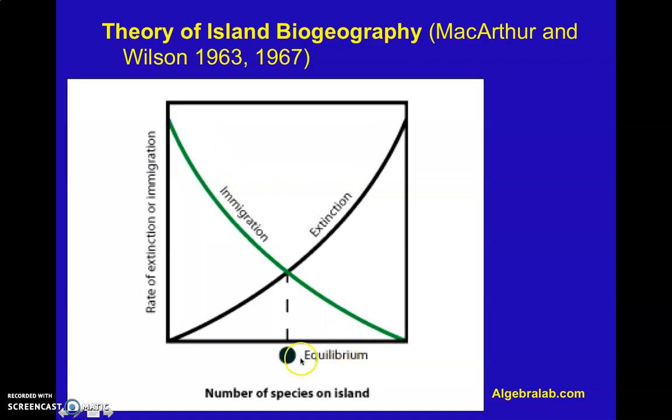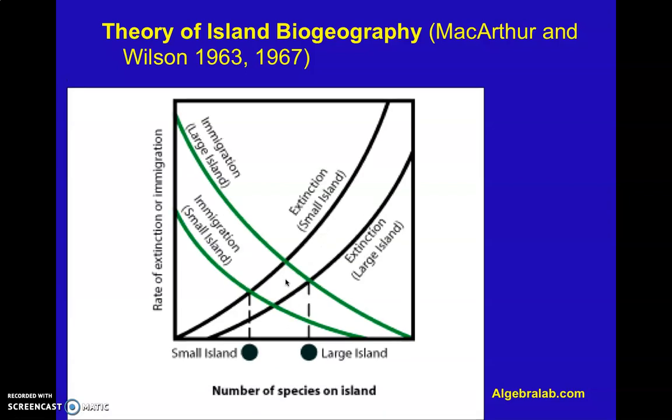There is, however, this magical spot, which is called equilibrium, where the number of species is at a number where the immigration rate equals the extinction rate. We do have a few things coming in. We do have a few things going extinct, but the number of new species being established is the same number as the number of species going extinct. And this is what we call equilibrium. It's a dynamic equilibrium because we might have a species go extinct and then a different species immigrate, and now we have a different group of species on that island, even if the number of species is remaining the same.